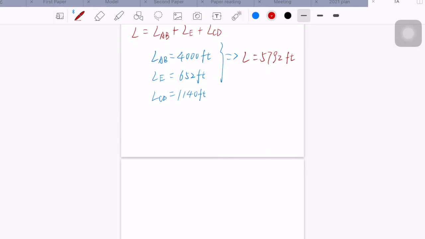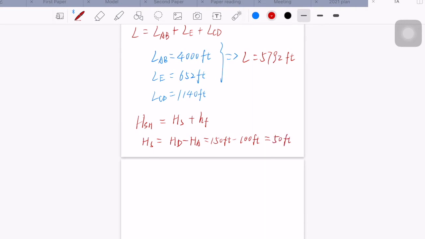And we also know the system head H_S equals H_S plus H_F. For this system, the H_S equals H_D minus H_A, which equals 150 feet minus 100 feet. So the H_S equals 50 feet.